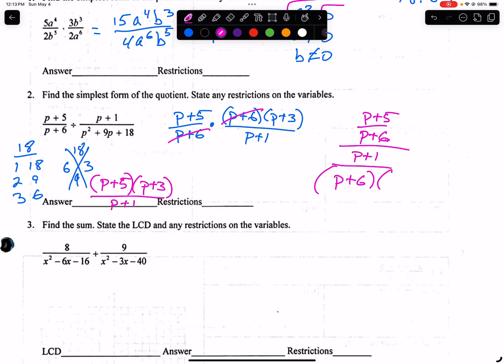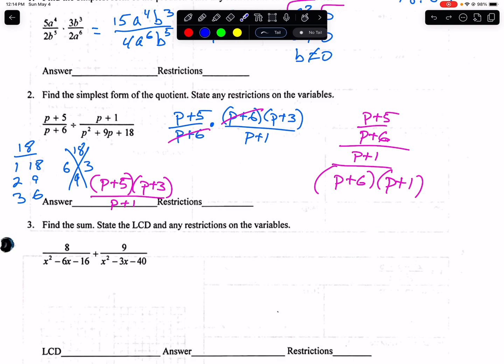Okay, so p plus 3 over p plus 1. Okay, sweet. And then, so let's talk about restrictions because it's weird with these, because it's really like a quadruple decker fraction right there. So if we think about this, if I get -6 right here, it makes the bottom equal 0, can't divide by 0. So first restriction, p cannot be -6.